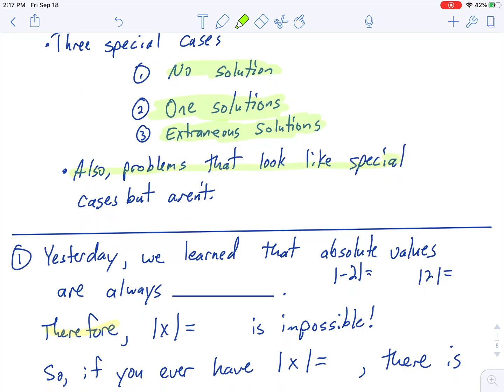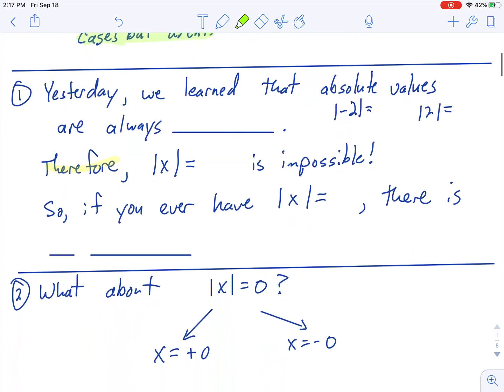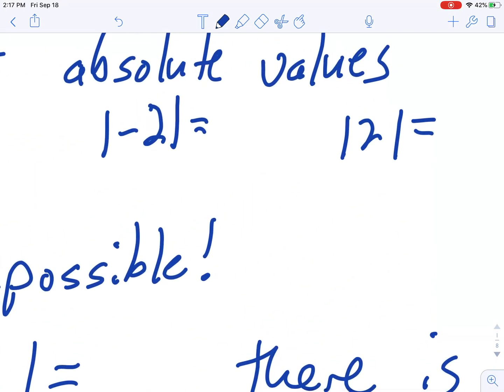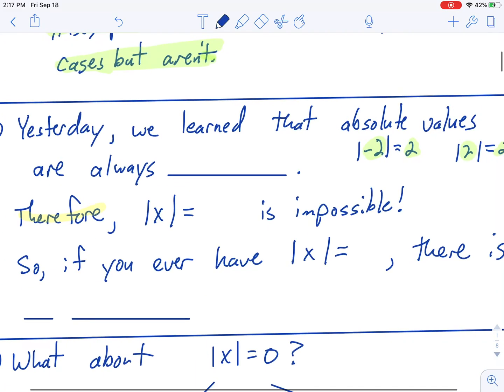Also, there are some problems that look like they should be these special cases, but they aren't. They're just normal problems. So in the lesson today, there's going to be a couple that are just normal problems. All right, so yesterday we learned about absolute values in general. So over here, you see absolute value of -2, absolute value of +2. Both of these work out to be 2. So in a sense, whatever's inside those absolute value bars turns positive. Absolute values, therefore, are always positive.